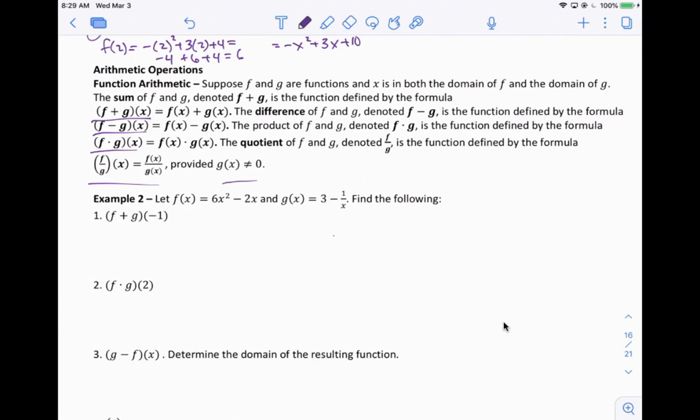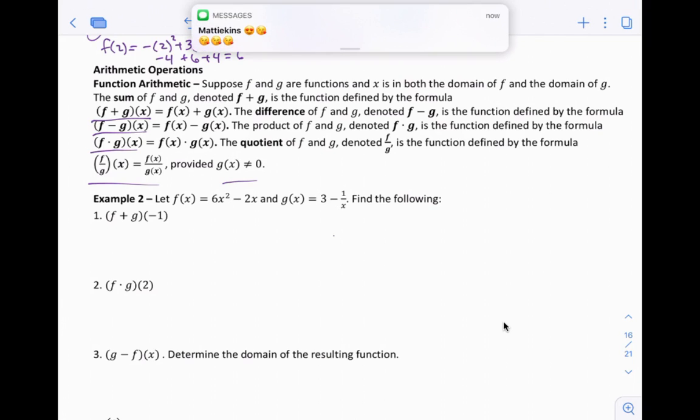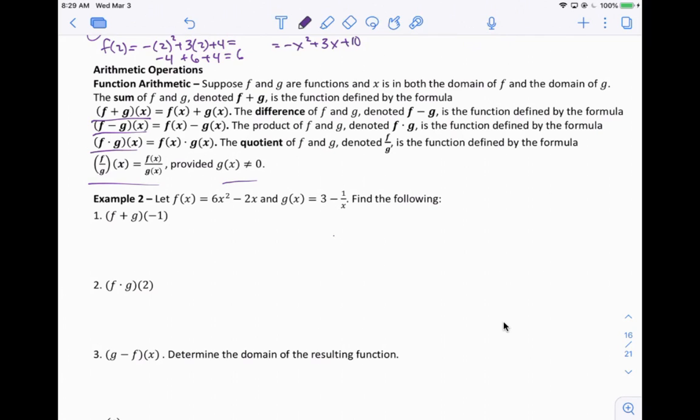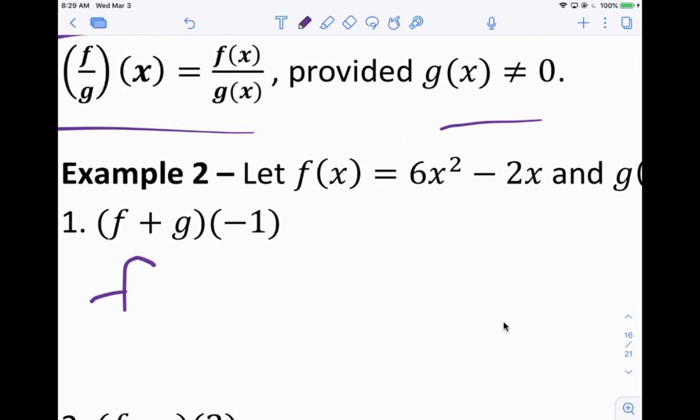So they want us to do 2 things here. Actually, they first want us to add the functions. Whoops, sorry about that. And then actually find f of -1. They want us to plug in -1 at the end. So let's go ahead and add f of x. I'm going to need to zoom in so I don't run out of room.